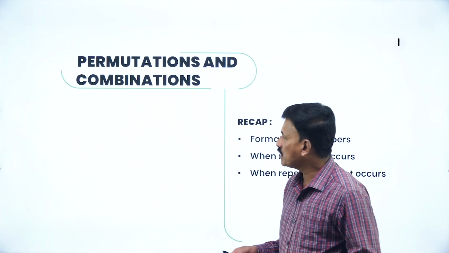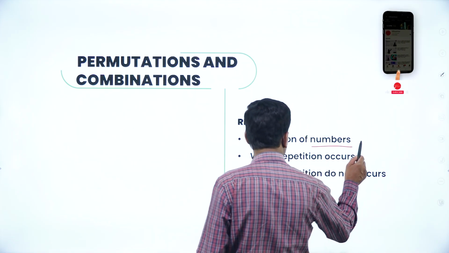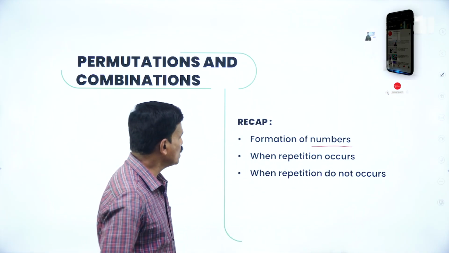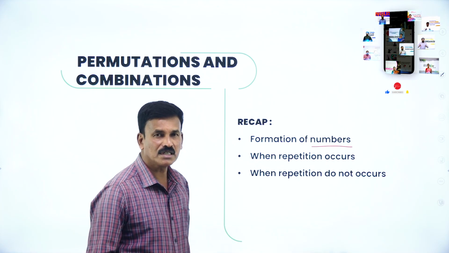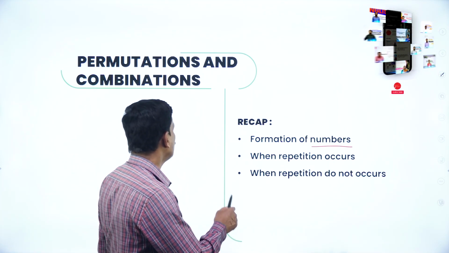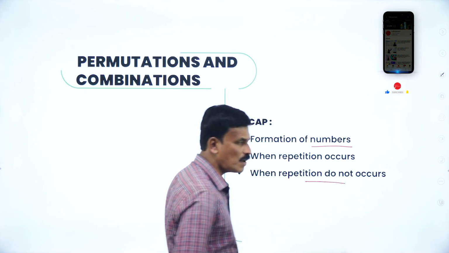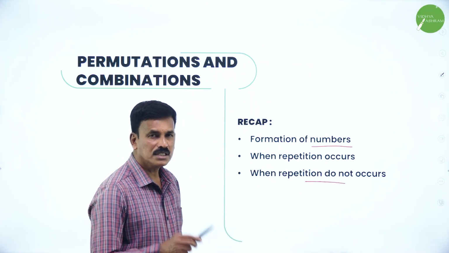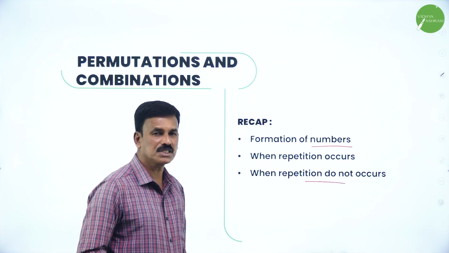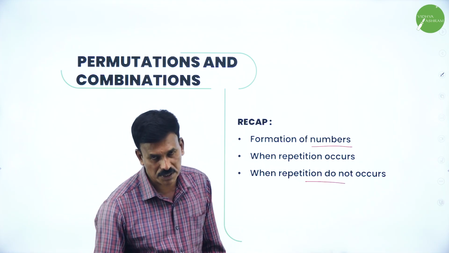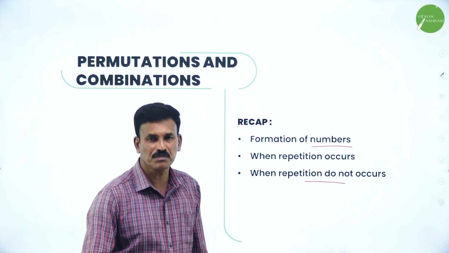So in this session today I am going to discuss the problems based on permutations. In the previous class we have discussed regarding formation of numbers depending upon the even numbers, odd numbers, and when the repetition occurs and when the repetition does not occur. So formation of the number depending upon the condition, if the repetition occurs, if there is no repetition, those problems which I have studied in the previous class.